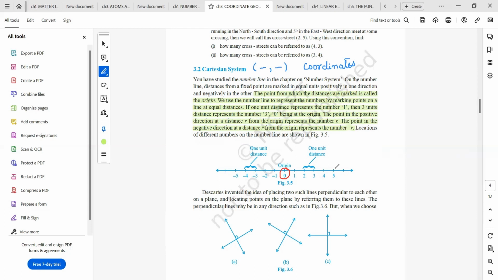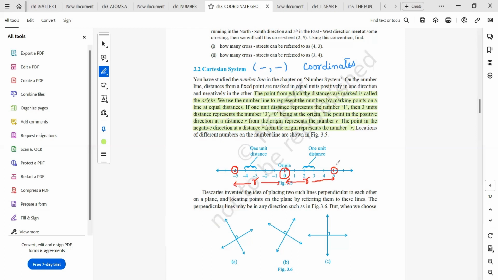Suppose you want to choose this point, then the distance between the origin and the point we have chosen is called r. So r defines the distance from the origin to the point we have chosen. Suppose here I have chosen 5. If I go towards the left-hand side, reaching the same distance, I will reach here, right? So how much have I traveled? You will count this as r, from 0 to the point I have chosen.